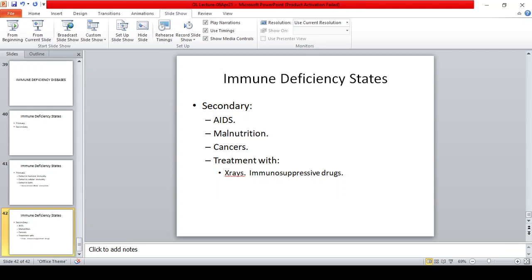So this concludes our discussion about the disorders of immune reactions, and with it the white blood cells.